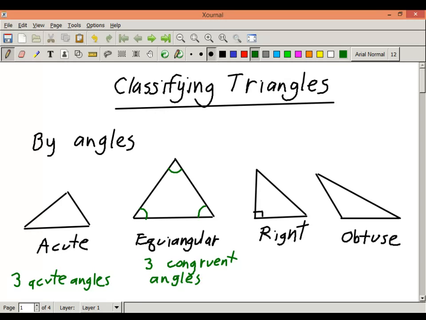If you look at my third drawing, you have a right triangle because the triangle has one right angle. So that's how you recognize a right triangle, when it has one right angle. And the final way to classify triangles is obtuse triangles. So an obtuse triangle is a triangle which has one obtuse angle. One obtuse angle.